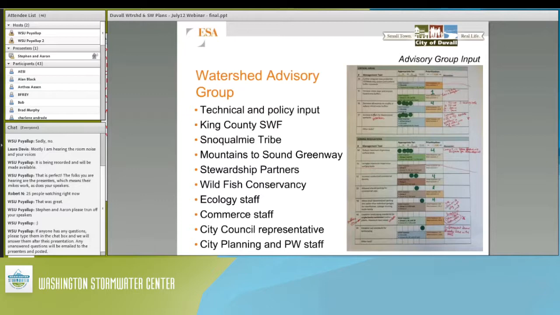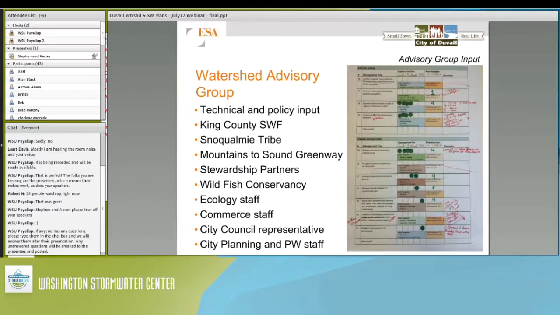And then, of course, the Department of Ecology was involved. Stephen's partner, Colin Hume, sat on the advisory group, and he was a direct liaison for us to the Puget Sound Watershed Characterization Tool, ensuring that we were thinking through use of it for this project throughout the effort.